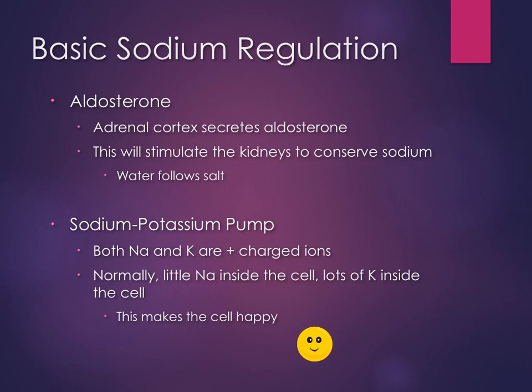The third mechanism is the sodium-potassium pump. You may recall this from your undergraduate physiology courses. Both sodium and potassium are positively charged ions. Your body requires this pump to keep these ions in balance across the cellular membrane. Normally, there's little sodium inside the cell and lots of potassium inside the cell. This makes the cell happy by keeping these two electrolytes in balance across the cellular membrane.